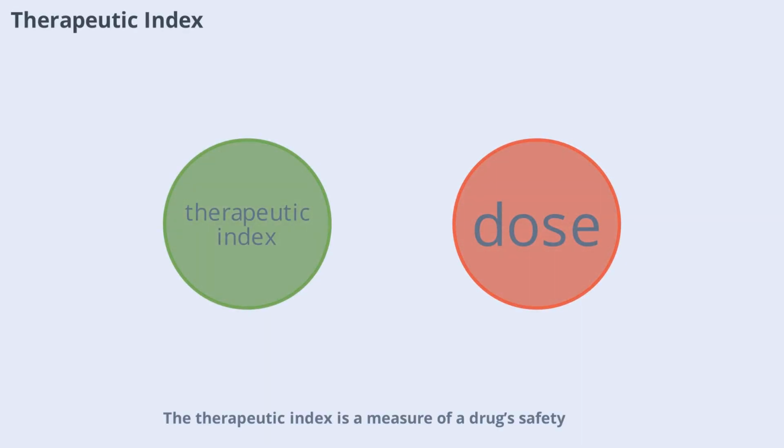Therapeutic index is a measure of a drug's safety, comparing the effective dose to the toxic dose. A wide therapeutic index means the drug is relatively safe, while a narrow index requires careful monitoring. Understanding the therapeutic index helps healthcare providers prescribe medications safely and avoid accidental overdoses.